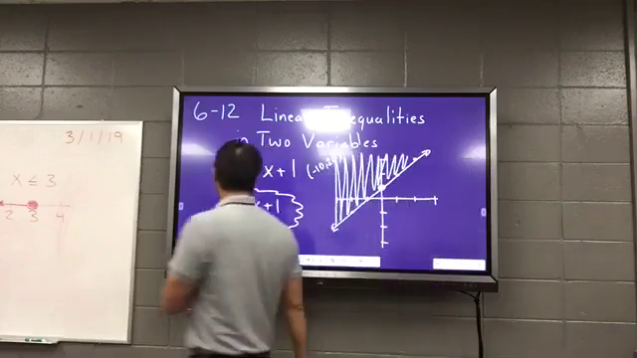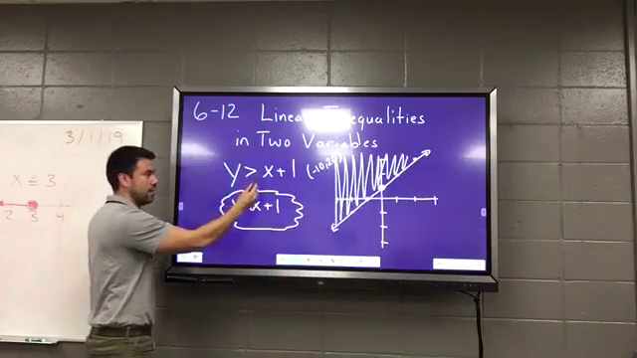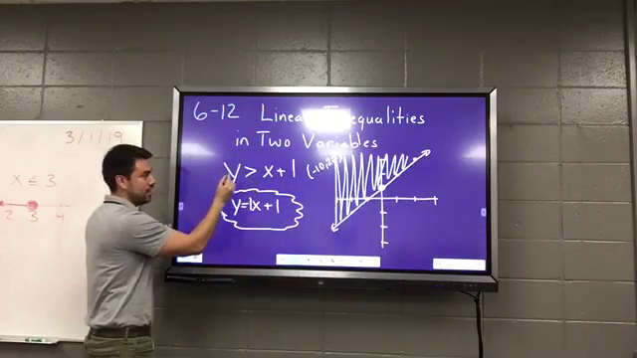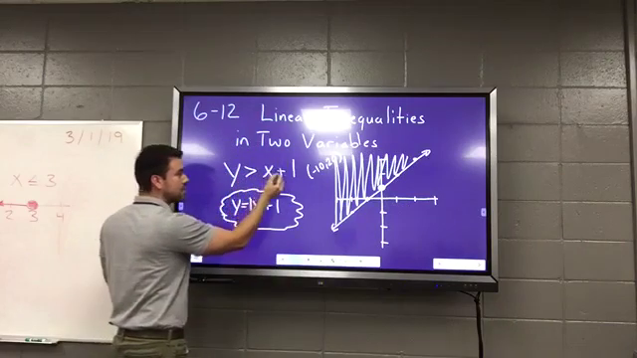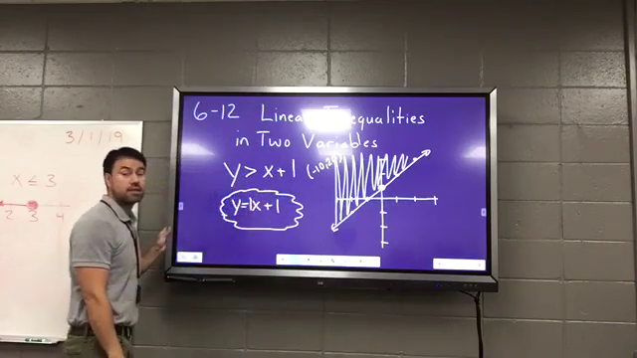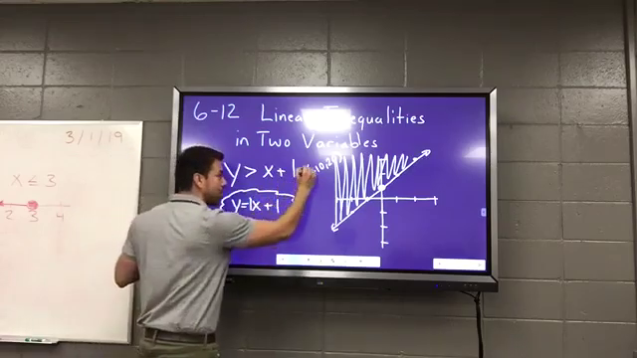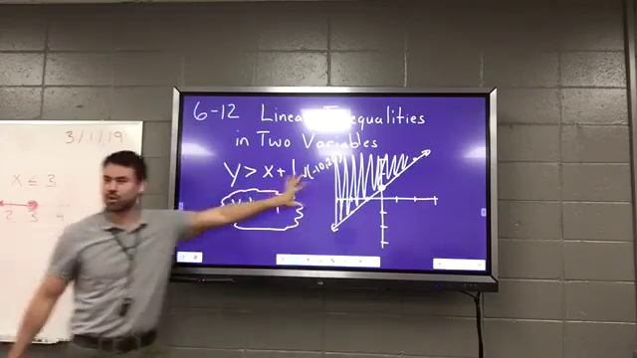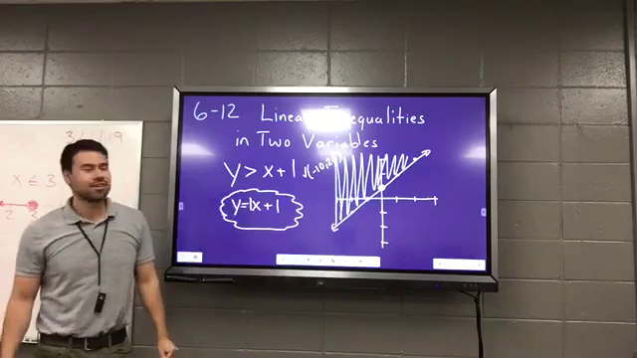Okay, I'm not sure about that, but look at my inequality. Is 20 greater than negative 10 plus 1? Yes, it is. This is a part of the solution. Can someone give me something a little bit closer to home here? Andrew?